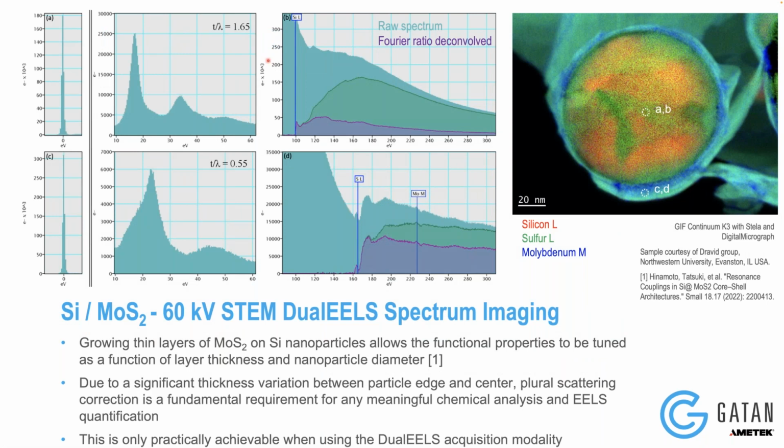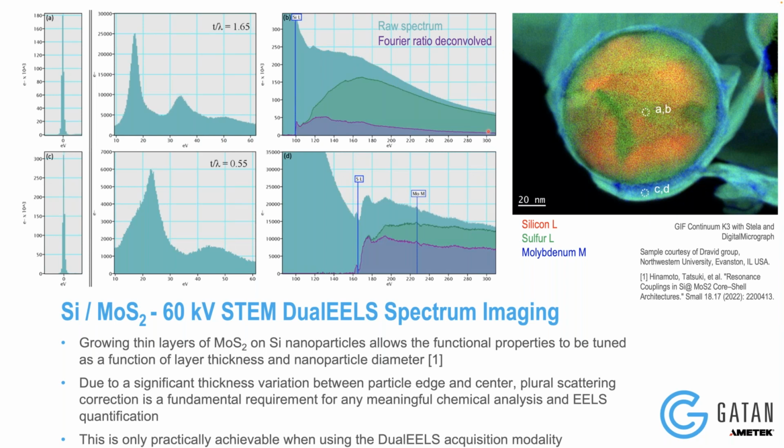Okay, so the geometry of the nanoparticle means that we have a huge change in thickness from the edge to the center. So we can look here at the extracted spectra from the nanoparticle. So we have a relative thickness in the center of 1.65 t over lambda versus 0.55 at the very edge of that nanoparticle, just through that moly disulfide layer. So we're looking at approximately 3x difference in thickness. Not surprisingly, the plural scattering contribution difference for these spectra is significant.